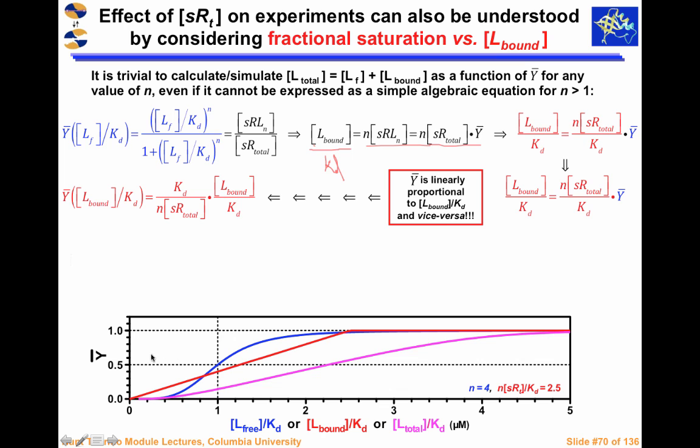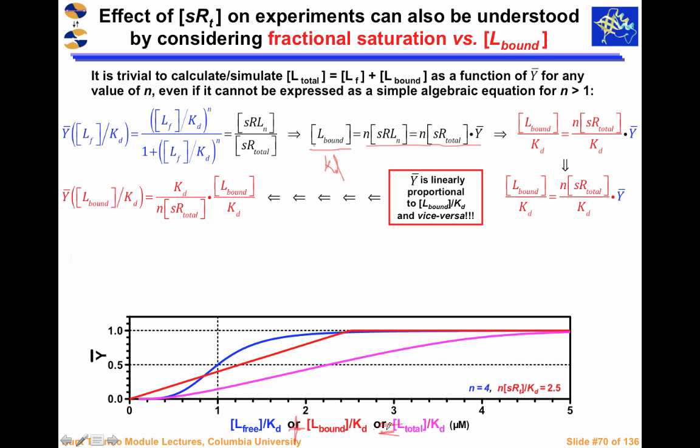So now let's go down and look at the key graph. This is now plotting fractional saturation as a function of either L free or L bound or L total. L total is the sum of L bound and L free. In this case, we've normalized everything to KD, but KD is a constant for a given receptor under given circumstances. So what does that mean? The sum of free and bound equals KD.